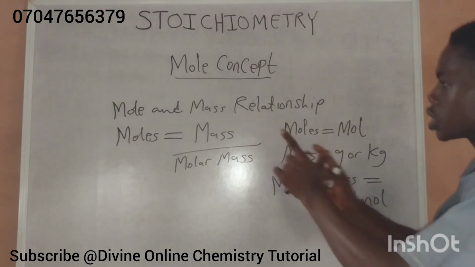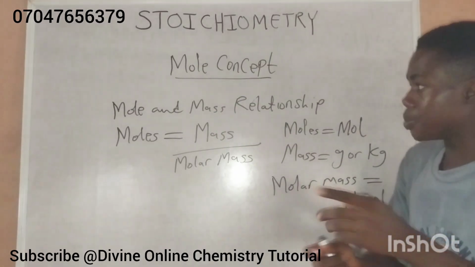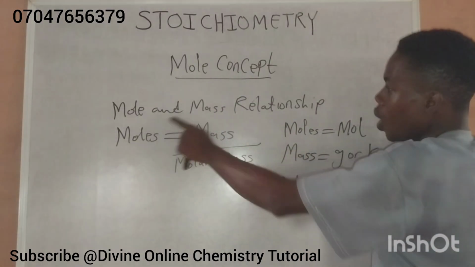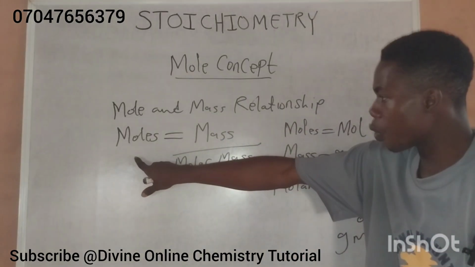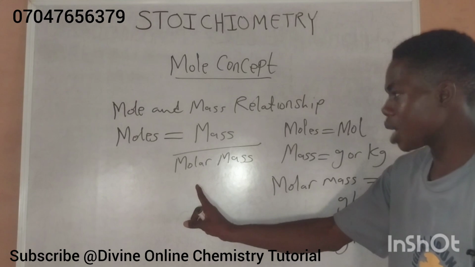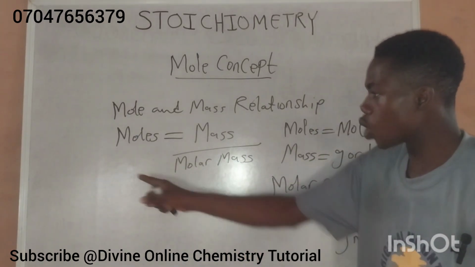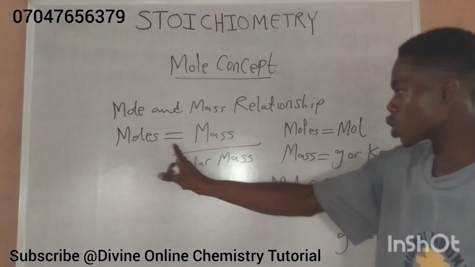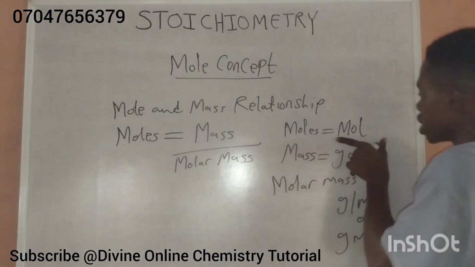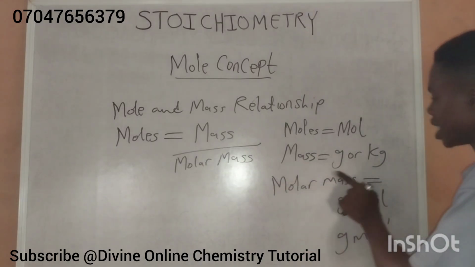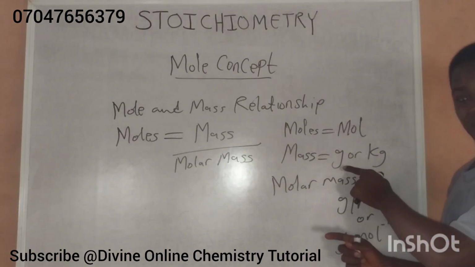So the first relationship that we're talking about under mole relationship is the mole and mass relationship. Under the mole and mass relationship, we have moles equals mass over molar mass. In some cases, you can refer to it as number of moles. Number of moles or moles is the same thing. The unit of moles is mole, while the unit of mass is gram or kilogram, but in chemistry, it's most times in gram.